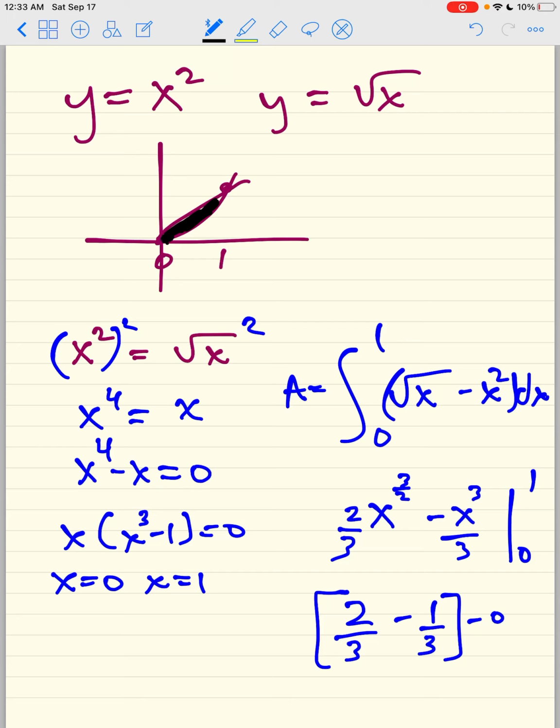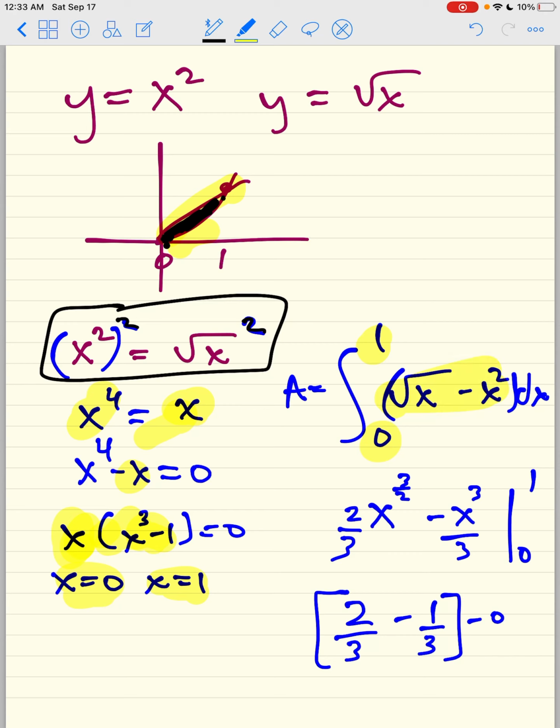You can solve for it graphically by saying that's 0 and 1, or you can set them equal to each other. If x squared is equal to the square root of x, you get rid of the square root by squaring both sides. So now you have x to the 4th equals x. You minus the x, factor out an x, you get x to the 3rd minus 1. Who gives you 0 for x? 0 and 1. Those are your bounds.